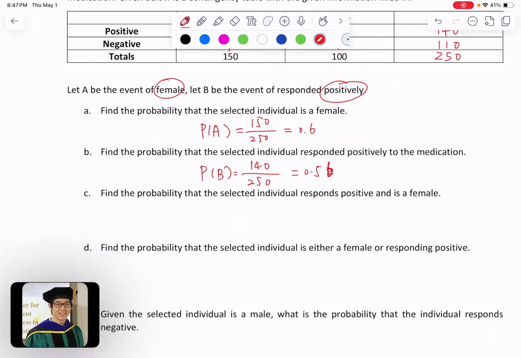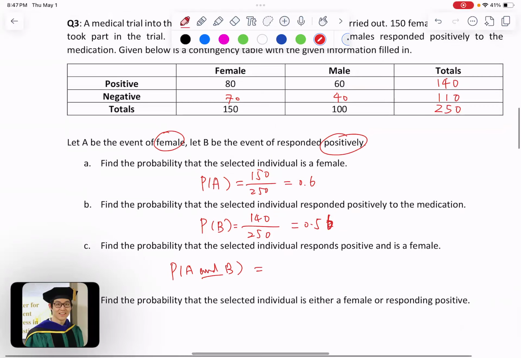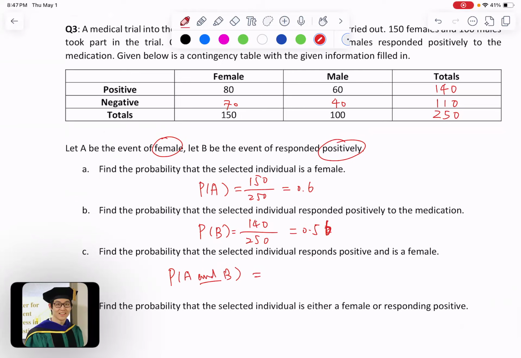And then find the probability that the selected individual responds positively and is a female. So that's the probability of A and B. We have to find the count of positive and female. So we have 80 over the grand total 250. So 0.32.